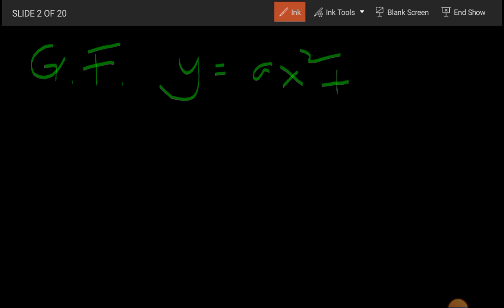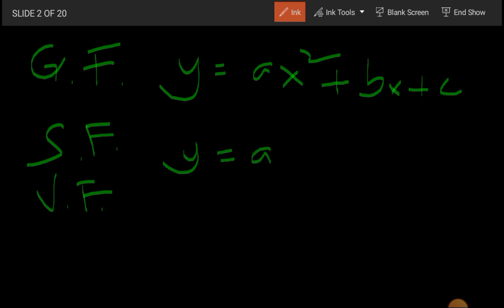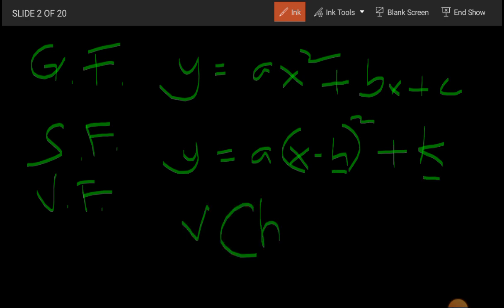Now the general form of quadratic functions is y is equal to ax squared plus bx plus c, while its standard form, sometimes called the vertex form, is y is equal to a quantity x minus h squared plus k, where h and k are the coordinates of the vertex of the parabola.